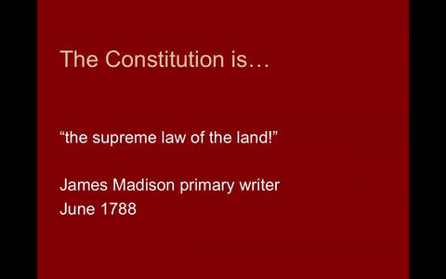Which sometimes, when you're my age, you start to think, what have I done? But at any rate, James Madison is the primary writer and author of the Constitution, and so is known as, in some respects, the father of the Constitution. So that's a little bit of background, and let's get into the six principles.